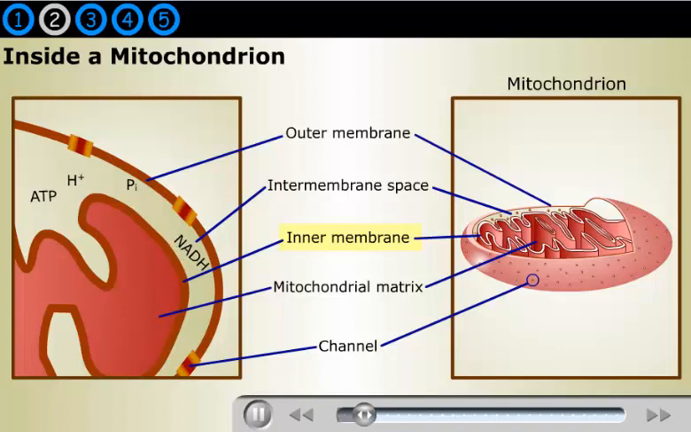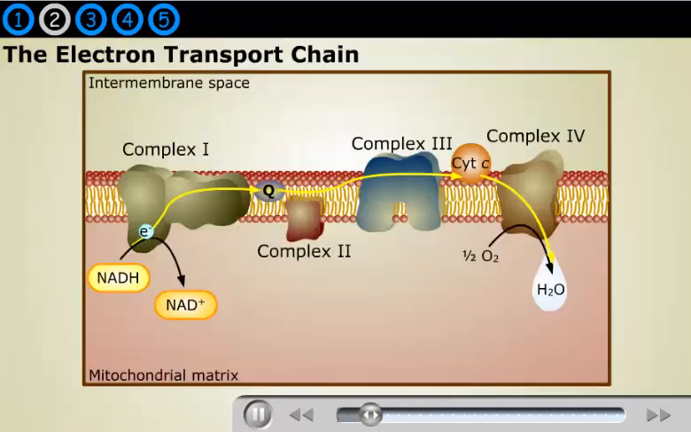This membrane is impermeable to small molecules and ions. As we'll see, specific proteins are needed for transporting molecules and ions across the inner mitochondrial membrane. The electron transport chain is made up of a series of protein complexes located in the inner mitochondrial membrane. The complexes pass electrons from molecules like NADH to molecular oxygen.